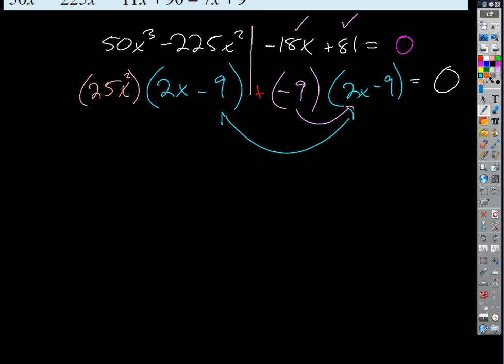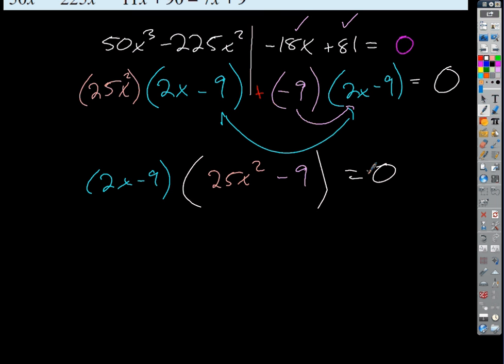So then this gives us 2x minus 9, and what's going to be left over? 25x squared, okay, plus negative 9 is the same thing as just minus 9, right? Okay, and that's all equal to 0. So now this is broken down far enough to where if I set each of these factors equal to 0, I can solve those equations, right?